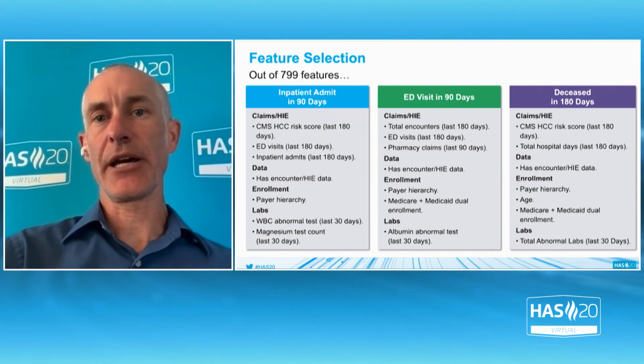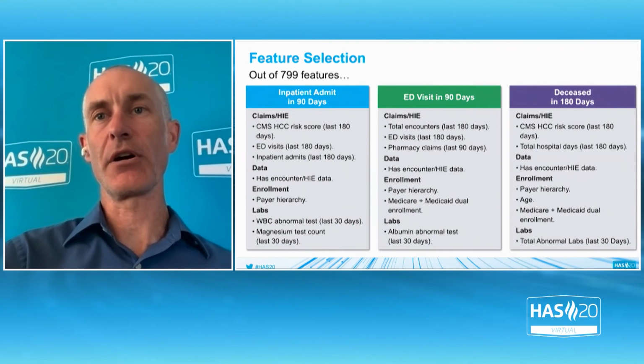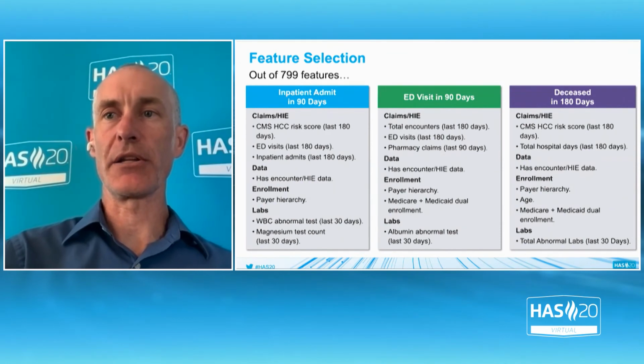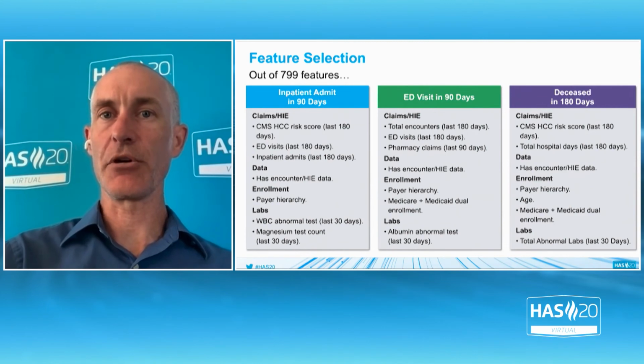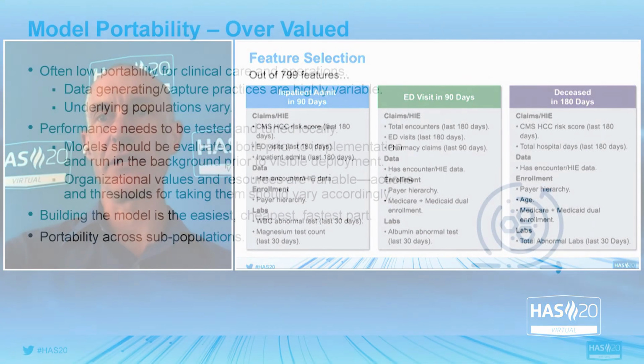If you look down at the labs, you'll see that labs are often important, but different labs are important in different contexts. So for instance, the white blood cell count is important for hospital admission, whereas the albumin is more important for the ED visits, and the total number of abnormal labs were most important for the member expiring in the next 6 months. So conceptually, there's some overlap in actual features themselves, but it's important, again, to build a model that will stand up and make sense to the users and the leaders.